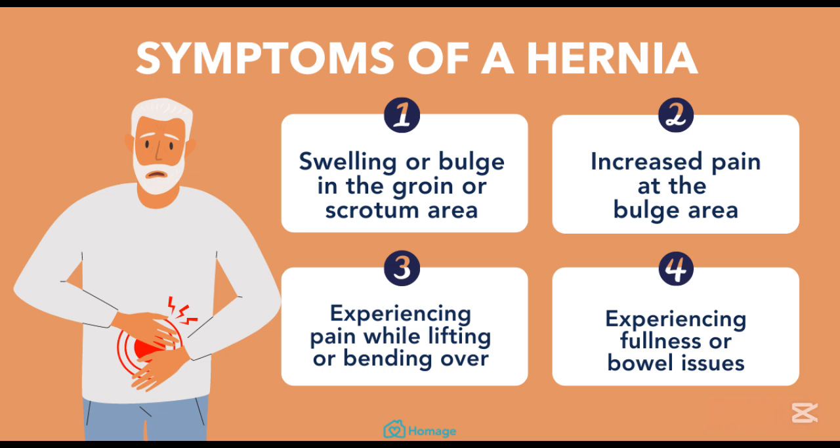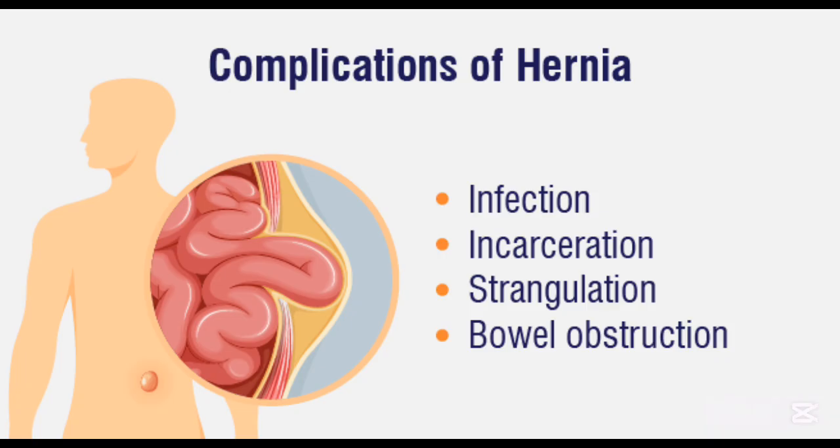Hernias can also cause complications such as incarceration and obstruction, where there is abdominal pain, vomiting, constipation, and distension. You can also have strangulation, where the blood supply to trapped bowel or tissue is cut off, thereby leading to ischemia, necrosis or peritonitis. And this is mostly a surgical emergency.